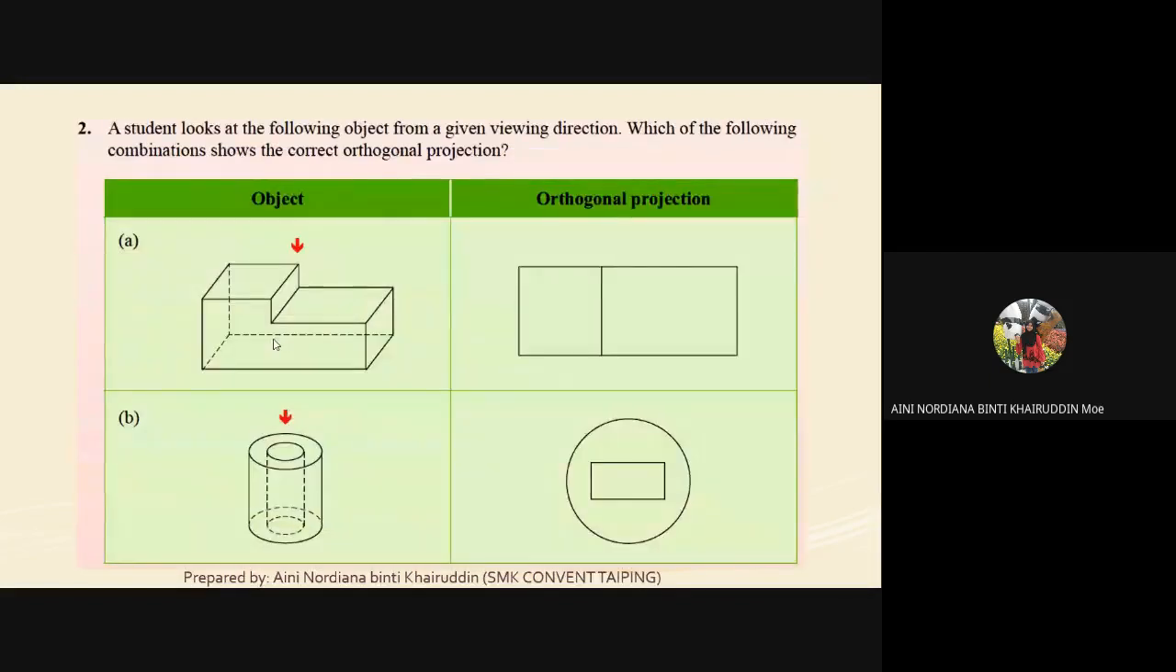Question number 2. A student looks at the following object from a given viewing direction. Which of the following combinations shows the correct orthogonal projection? So for A, correct. B, wrong. Because as you see from this direction, sepatutnya you will see a circle in the middle of the big circle.